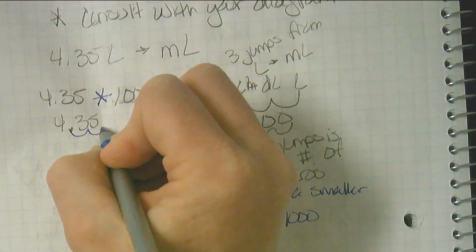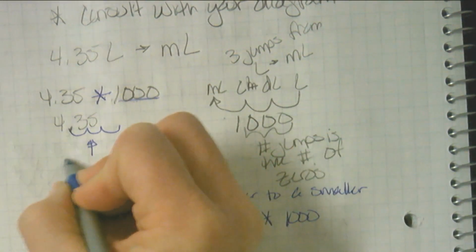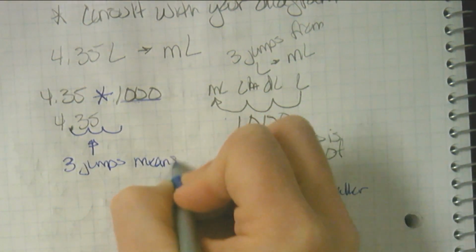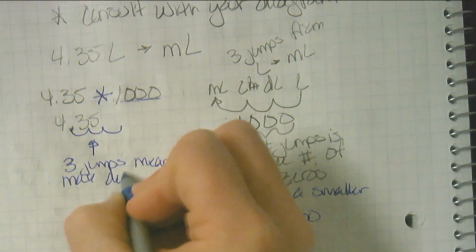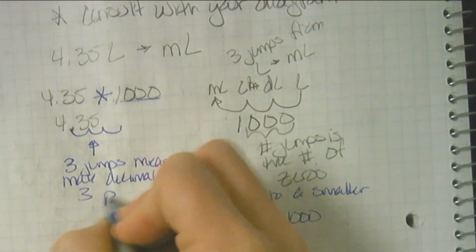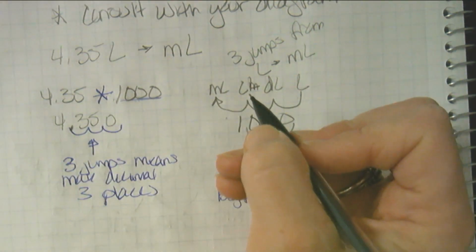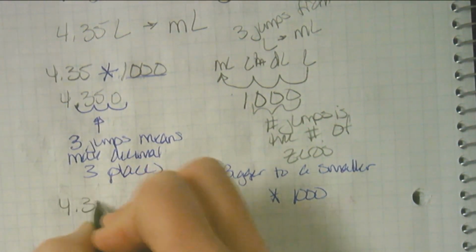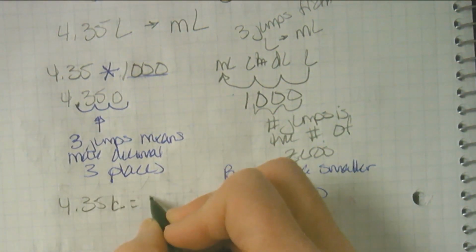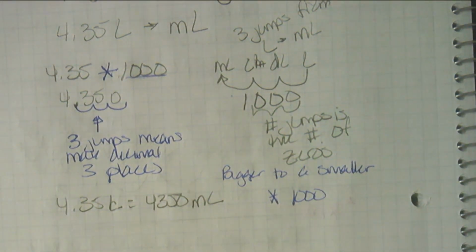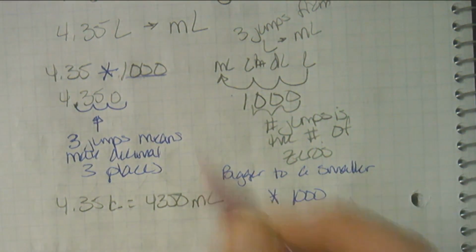There are 3 jumps, so it's 3 decimal places. So 3 jumps means move the decimal 3 places. I'm just going to fill in a 0 where it's missing. All right, so 4.35 liters is equal to 4,350 milliliters. All right, so this is all that I should see.